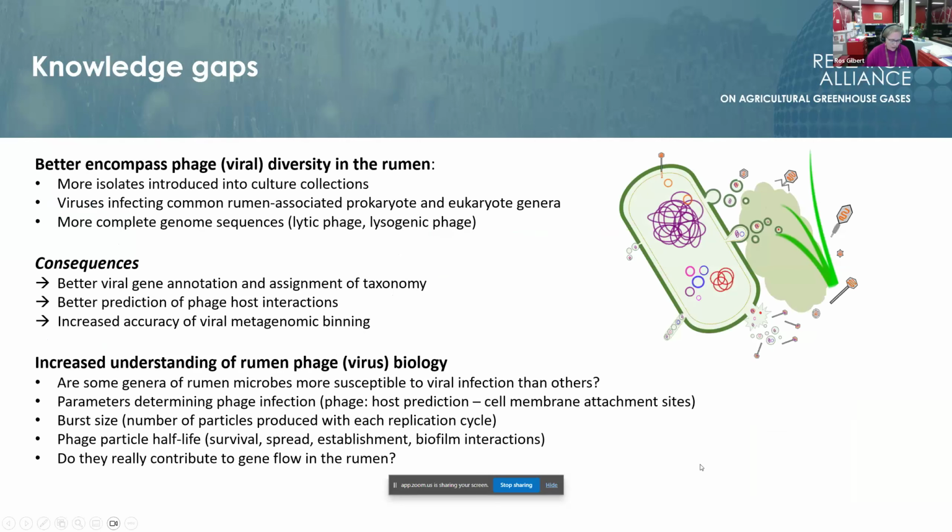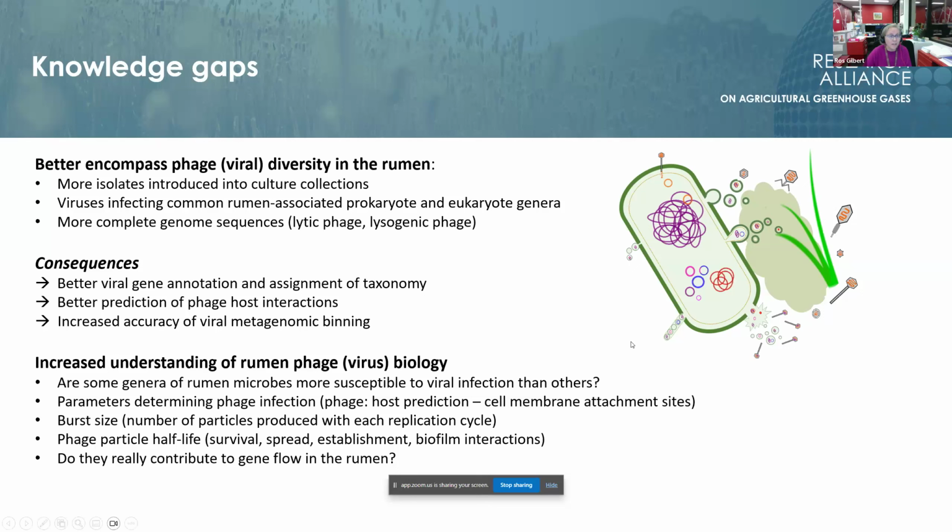So that brings me to the knowledge gaps and really how long is a piece of string, but I've just jotted down a few ideas here. So it'd be great if we could better encompass the phage or viral diversity in the rumen. So for this, we really need more isolates introduced into culture collections, including viruses infecting common rumen-associated prokaryote and eukaryote genera, and more complete genome sequences in the databases.